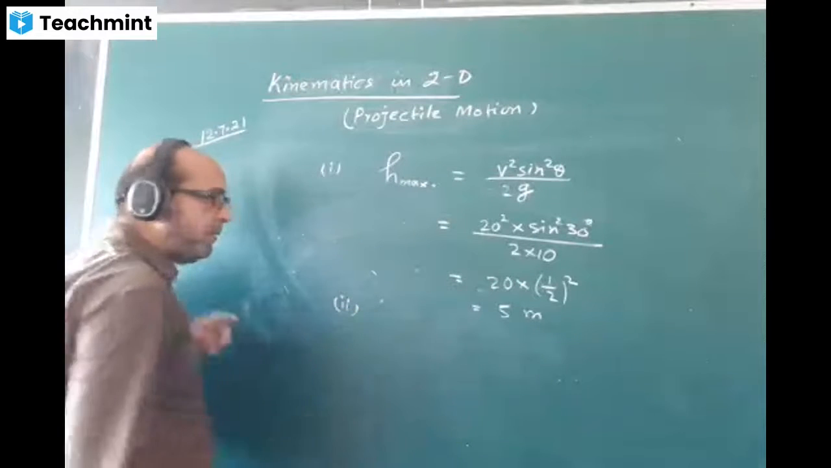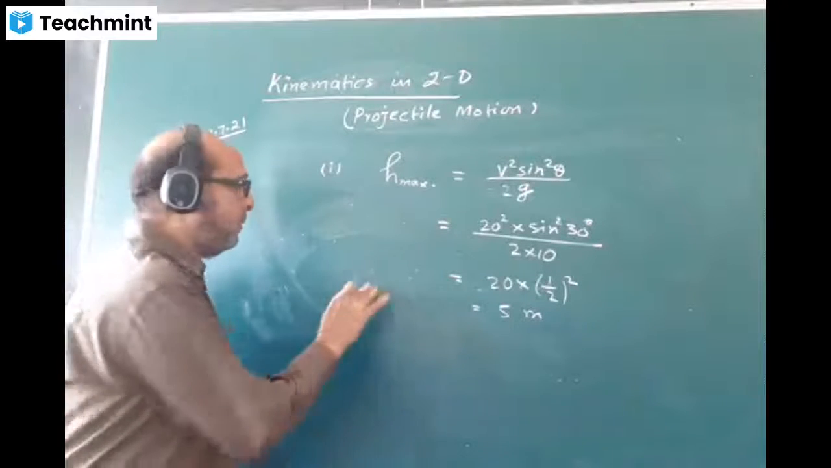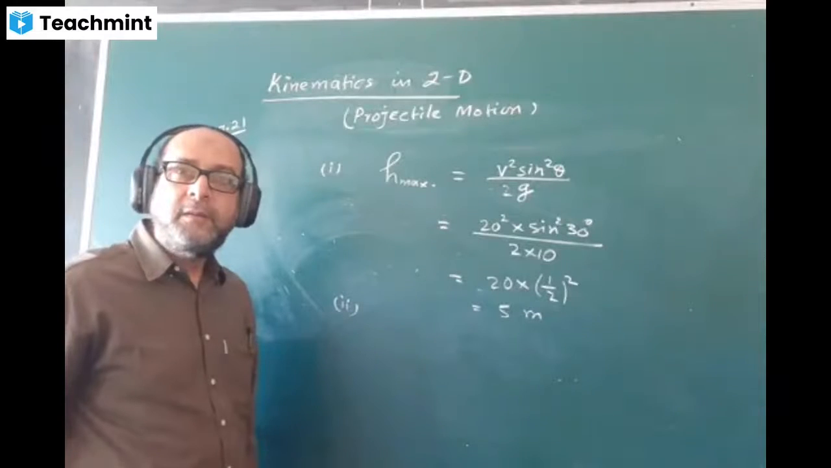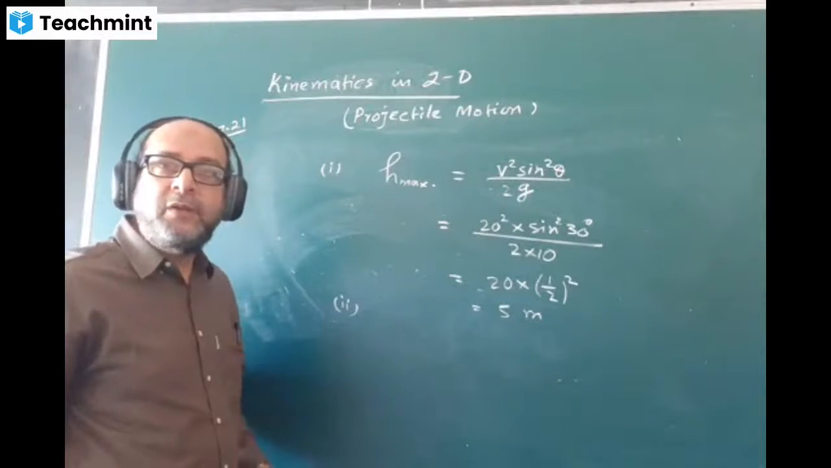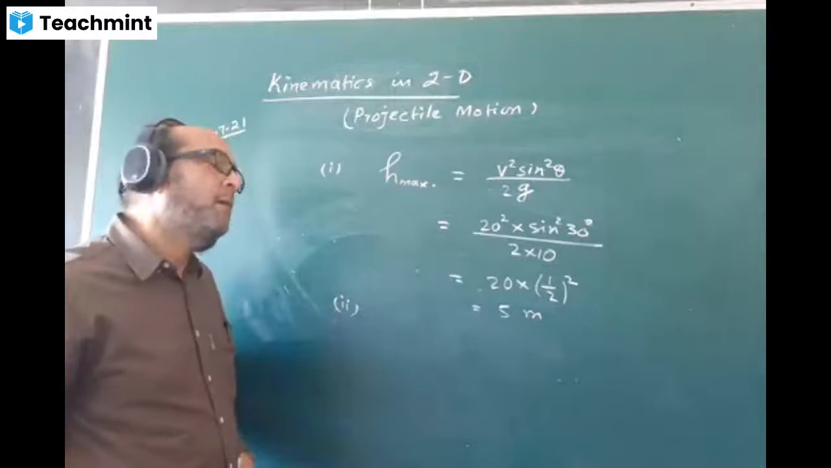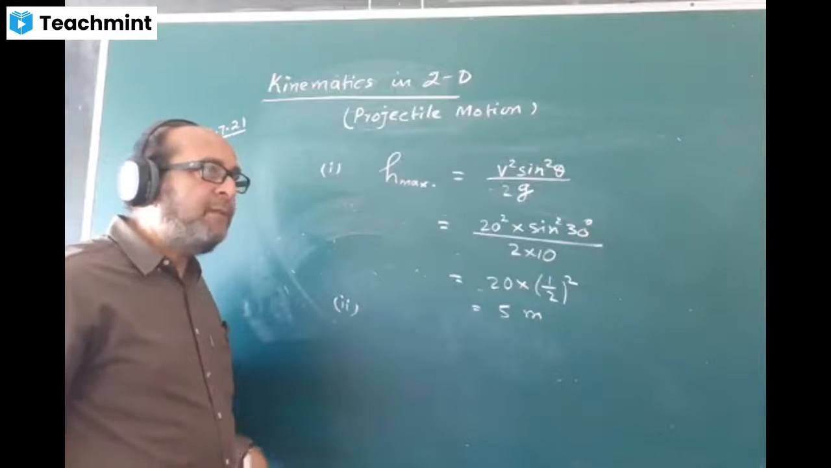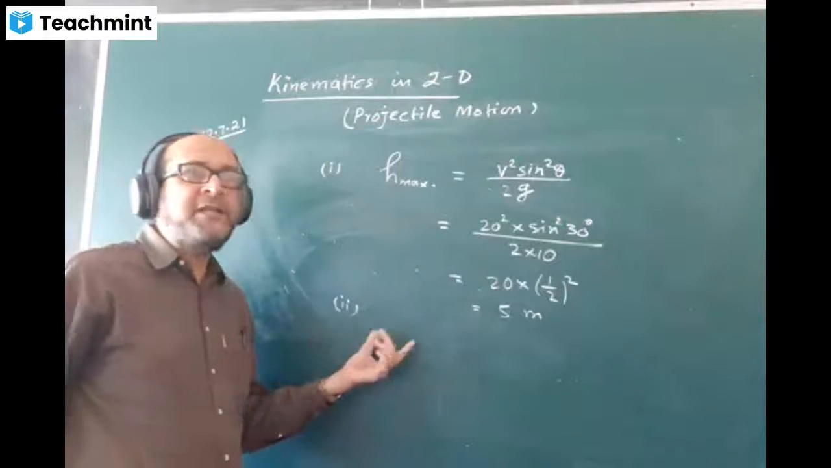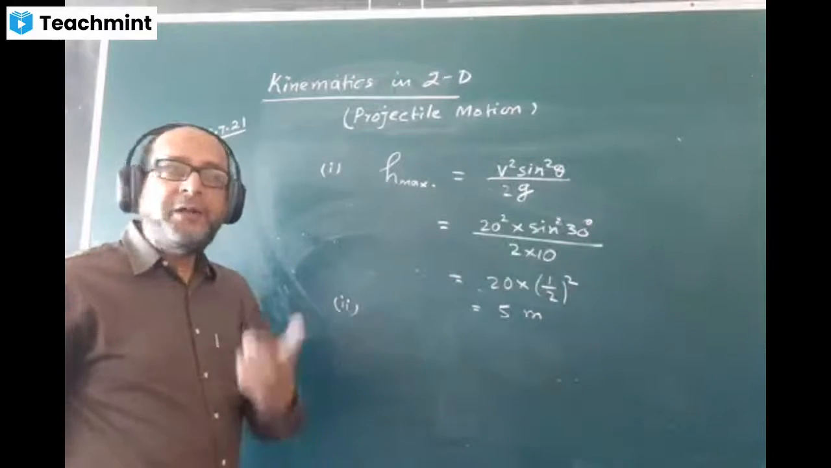Now the second part of the question. What do you have to find? Time of flight. That we can do. First we can find the time of flight and double it, or you can do it directly here.